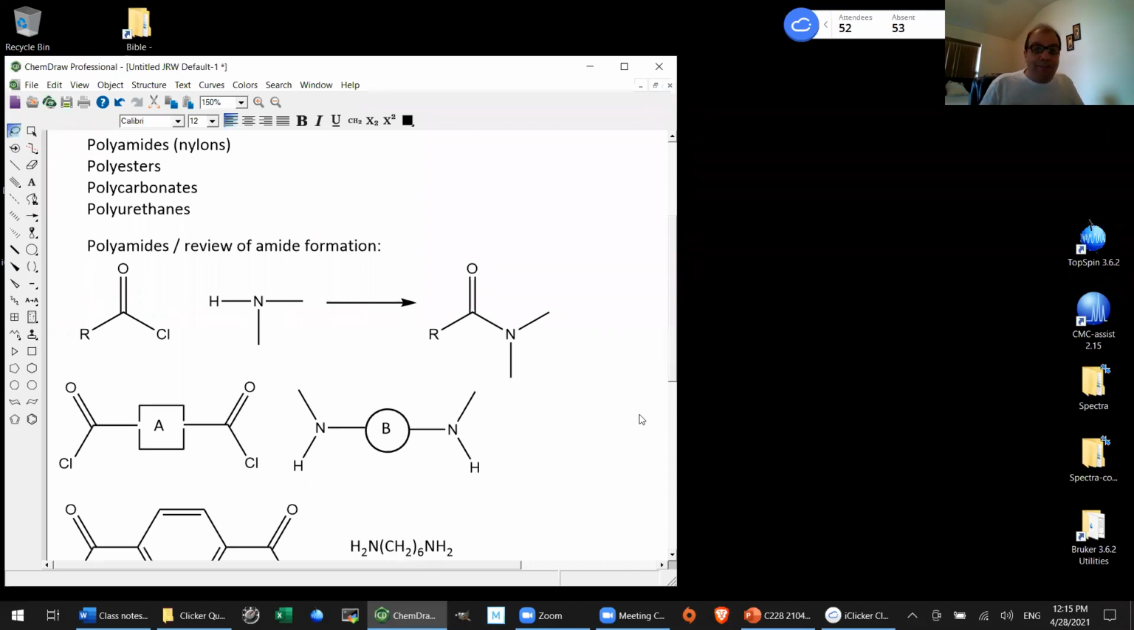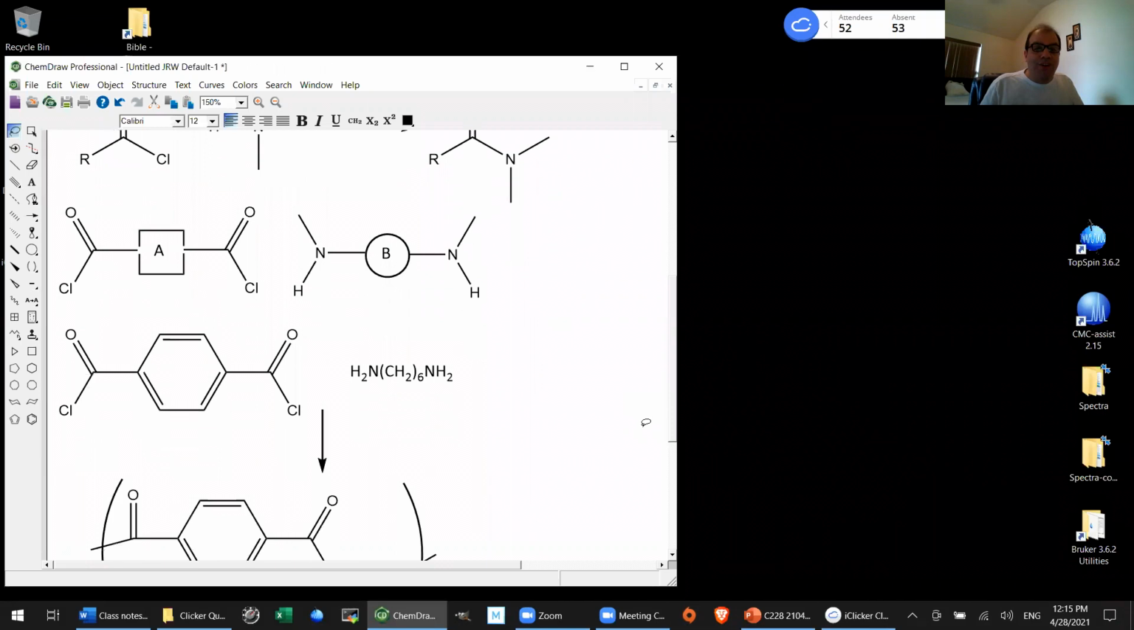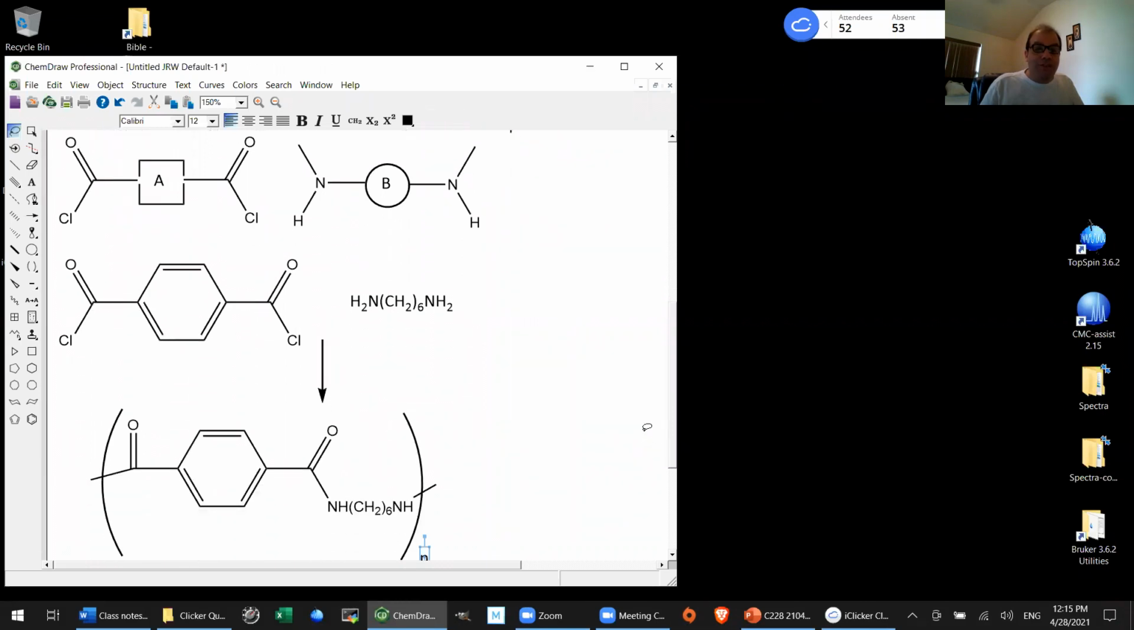So just as an example, and again, I want to really focus on writing the structures of these polymers. I took this diacid chloride and this diamine, hexane diamine. And I should know what that diacid chloride is, but I don't. I'm sure you could look it up. I'm sure there's a name for the benzene dioic acid, the para dioic acid. But in any case, this acid chloride will condense with an amino group, and then you'll have your 6 CH2s, and then your other amino group, which will condense with another acid chloride.